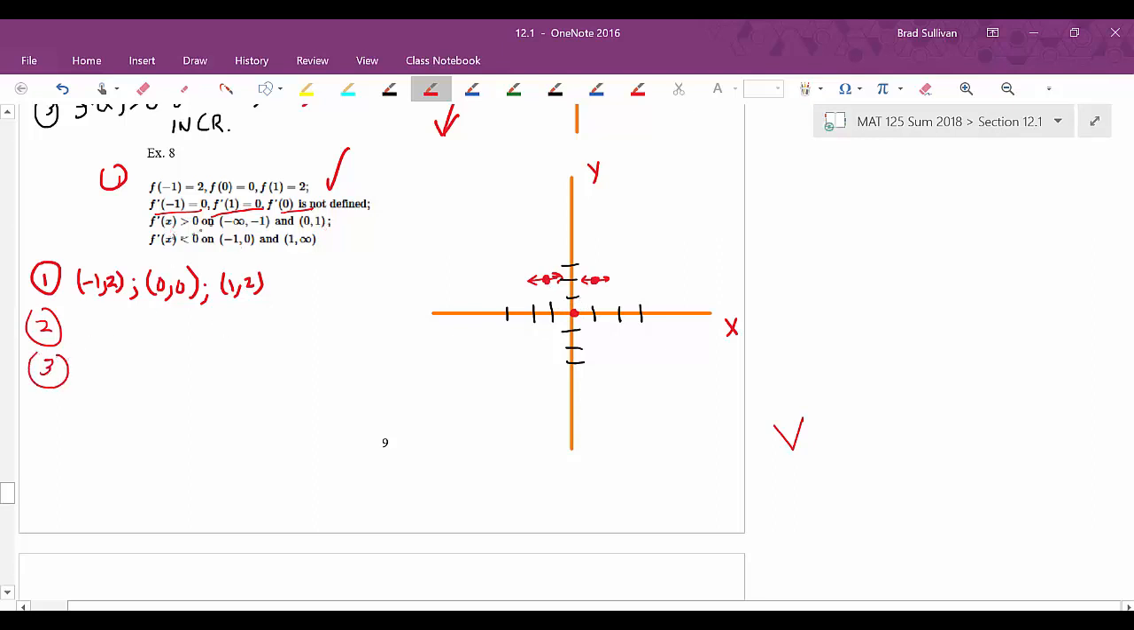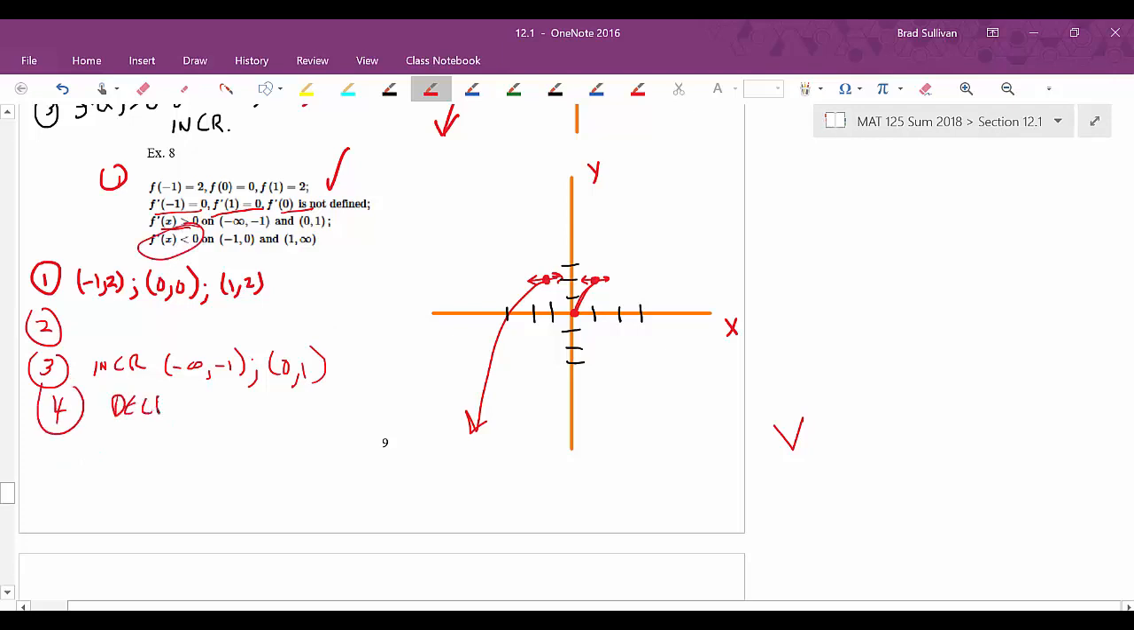Okay, number 3 says the derivative's positive, so that means you're increasing from -infinity to -1 and from 0 to 1. So from -infinity way out here to -1, the function's going to be increasing, so I'm just going to do something kind of like that. Also from 0 to 1, it's going to be increasing also, so I'm just going to draw something kind of like that. The function's increasing.